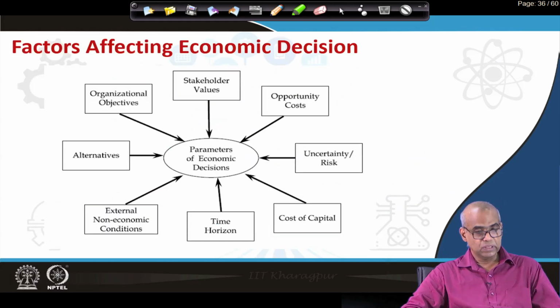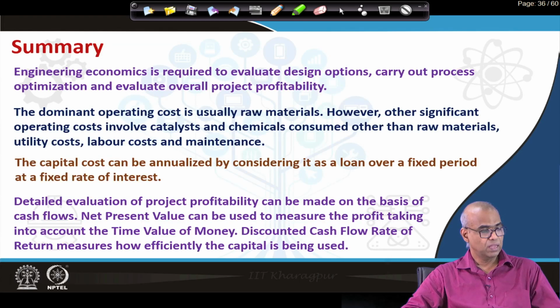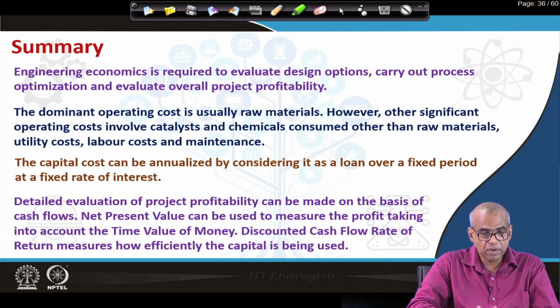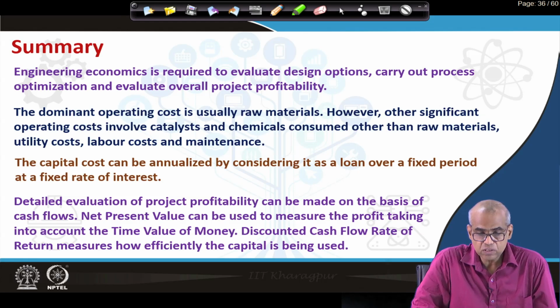So, there are several factors which affect economic decision. We discussed quite a few of them. To conclude, let me summarize. Engineering economics is required to evaluate design options, carry out process optimization and evaluate overall project's profitability. The dominant operating cost is usually raw materials. However, other significant operating costs involve catalysts and chemicals consumed other than raw materials, utility cost, labor cost and maintenance.